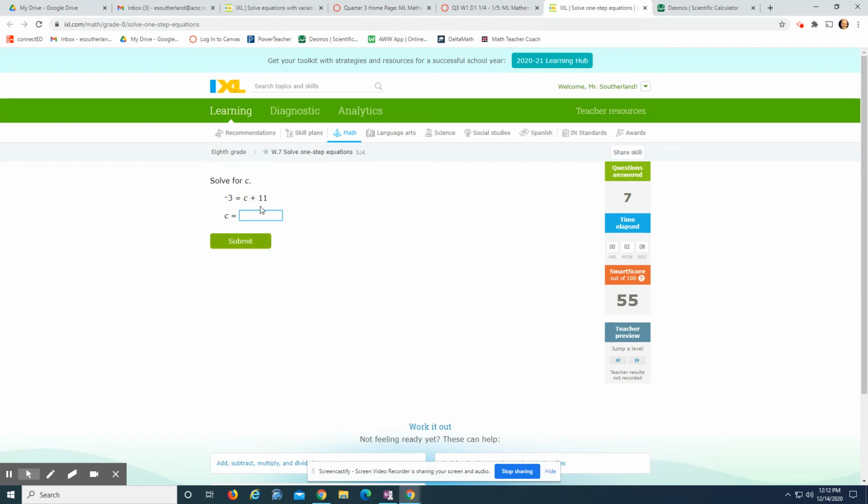Again, I like to switch this around to where it says c plus 11. But if I minus 11 on both sides, I'm going to get negative 14. Again, you can use Desmos calculator. Now, this one's kind of a tricky one. So it says negative q equals 13.